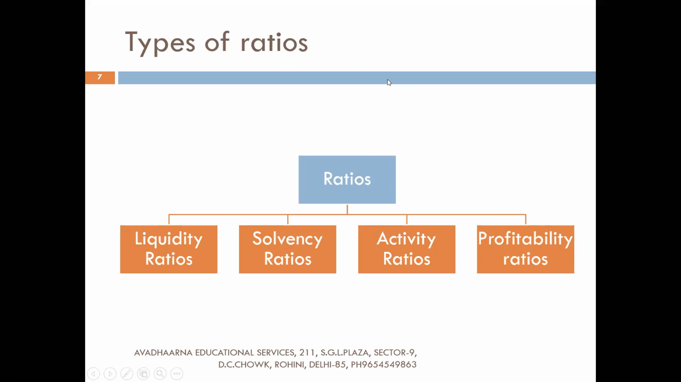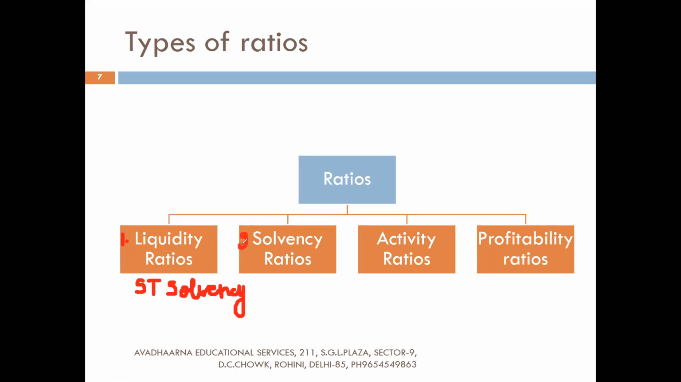Now let's come to the various types of ratios. Ratios are classified into four categories. First type of ratio is your liquidity ratio. Liquidity ratio is helpful in determining the short term solvency of the business. In a nutshell, we will learn all of the liquidity ratios. They are helpful in determining the short term solvency of the business.